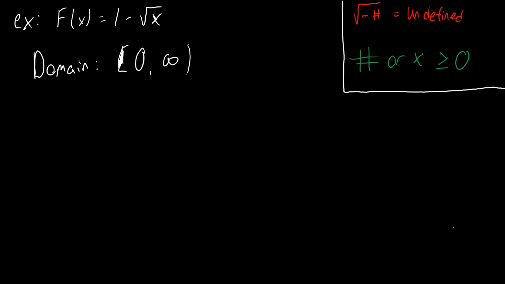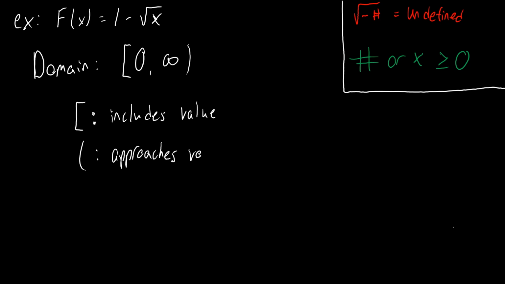So a square bracket, what is a square bracket? When you see these square brackets, this means it includes the value, right? Because we're just talking about that x value. We're not actually talking about the xy point. And if we have parentheses like this, it just means approaches value. Okay, and let's look at the range of this. Remember, ranges are y values. Okay, so let's make a note. This is always positive.